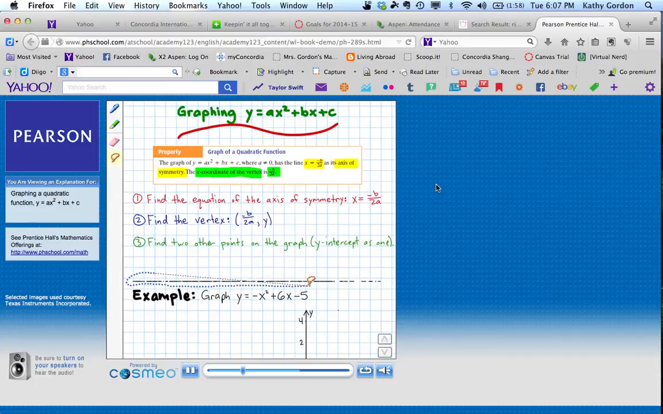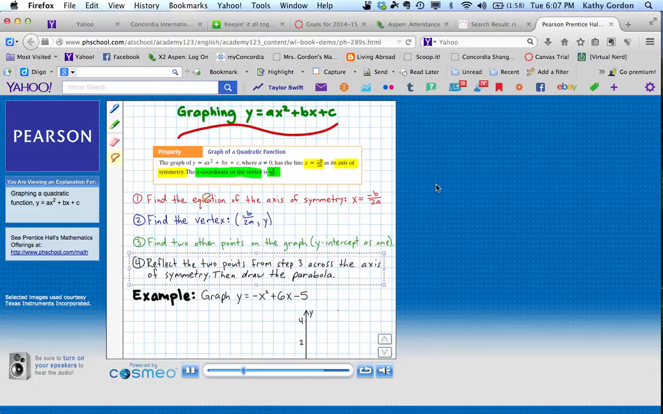And finally, we're going to reflect the 2 points that we find in step 3 across the axis of symmetry and then draw the parabola. So let's see how to work out these 4 steps on the following example. We're going to work through this together.